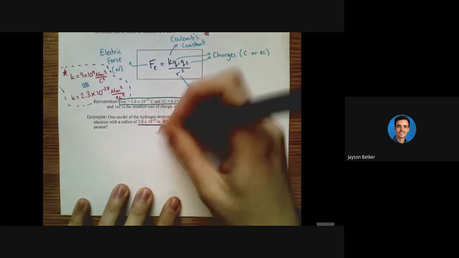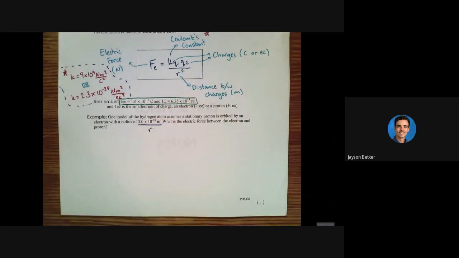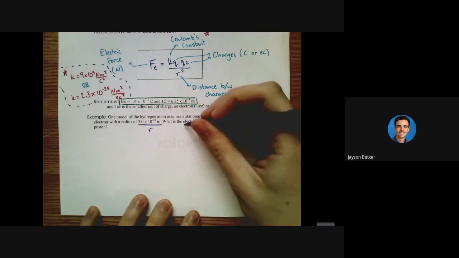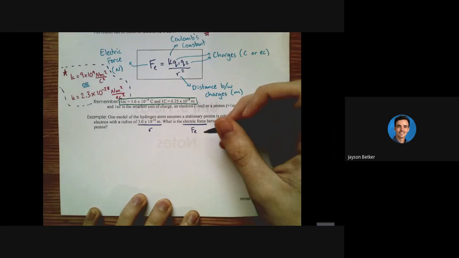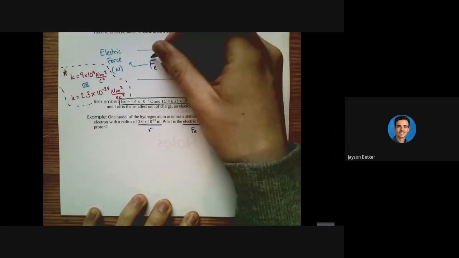Right here, this is my radius, right? That's my radius of orbit. So that's r, 3 times 10 to the negative 10. We're trying to find what Fe is equal to. And we can say a direction for Fe. I don't always expect it, but in this case, the direction is going to be towards the proton, or towards each other, right? And how do I know that they're going to be towards each other?